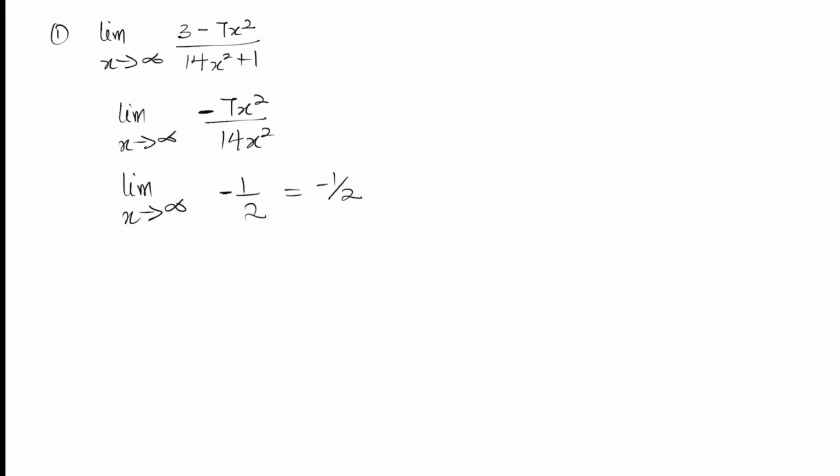So we said that if the power of x on the numerator is the same as the power of x on the denominator, then the answer to this question as x approaches infinity is the ratio of the coefficients of the numerator and the denominator. And clearly here it is -7/14, which is -1/2.